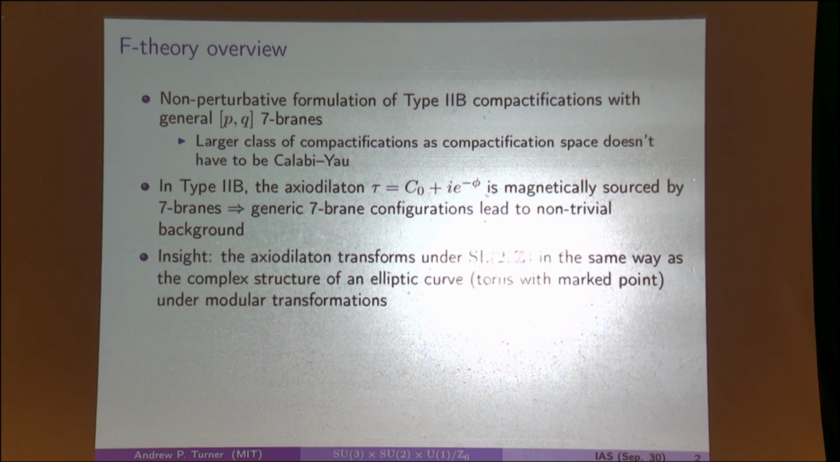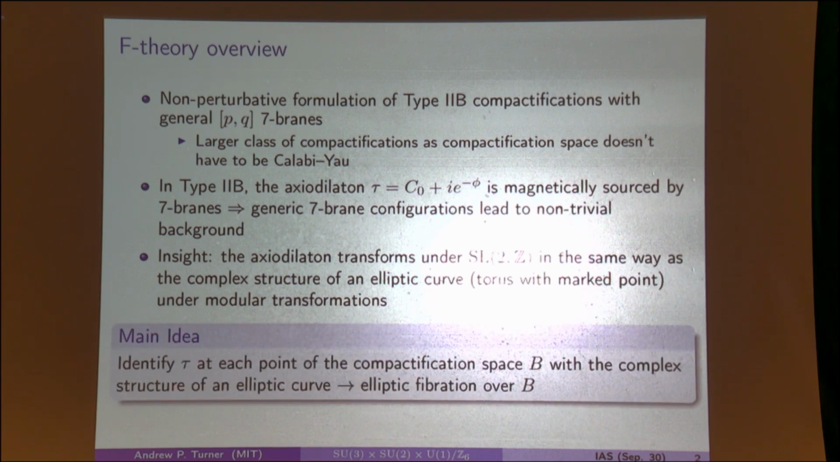The insight is that the axiodilaton transforms under SL2Z in the same way as the complex structure of a torus under modular transformations. And so we can just keep track of tau by putting an elliptic curve, a torus with a marked point, over every point in the compactification space and use that elliptic curve to keep track of the variation of tau. And this leads to what's called an elliptic fibration over the compactification space B.